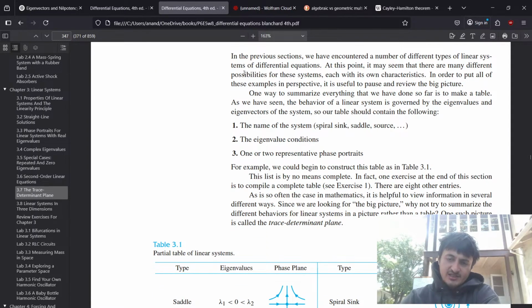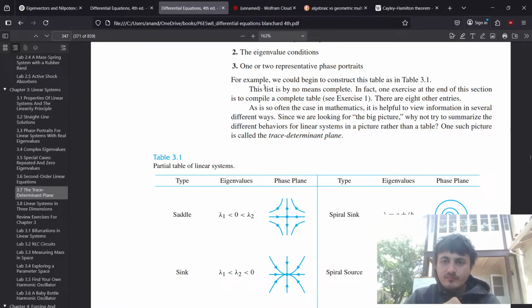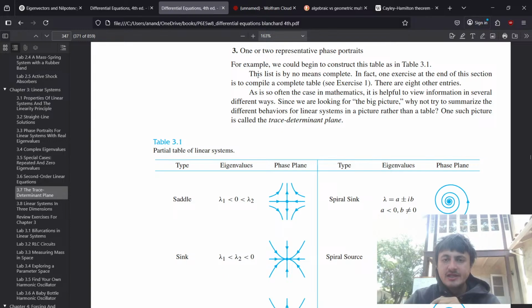One way to summarize is to make a table. As we've seen, the behavior of a linear system is governed by the eigenvalues and the eigenvectors of the system. So our table should include the following: the name of the system, the eigenvalue conditions, and a couple of phase portraits. For example, we could begin to construct this table in 3.1. This list is by no means complete. In fact, one exercise at the end of this section is to compile a complete table. There are 8 other entries.